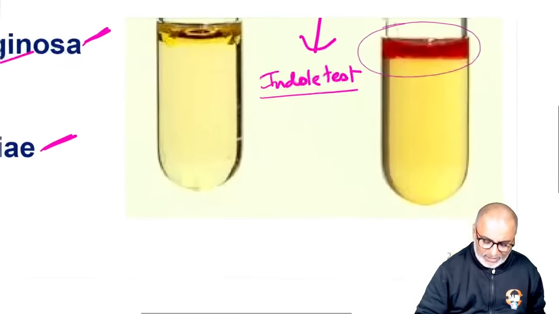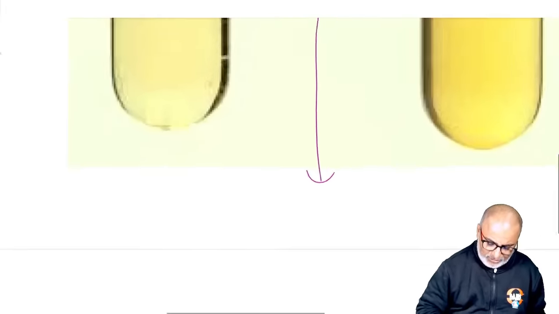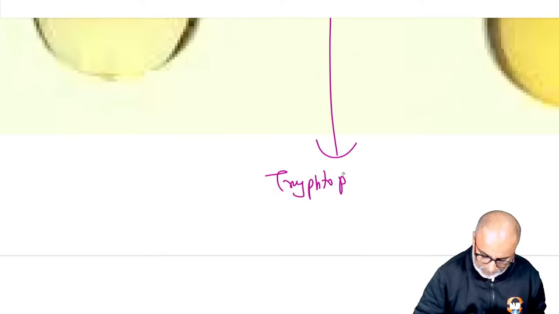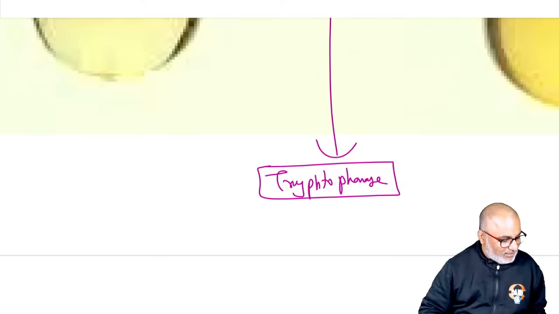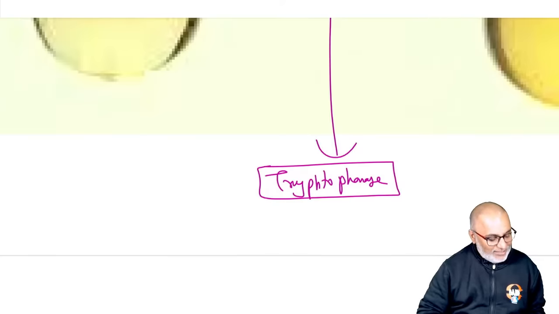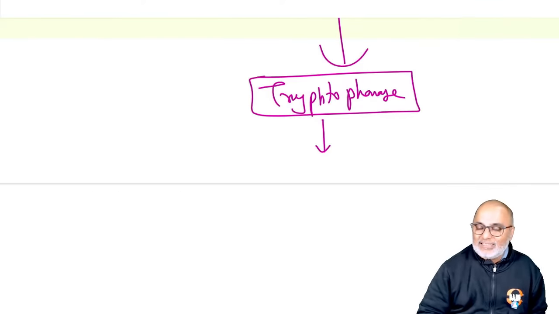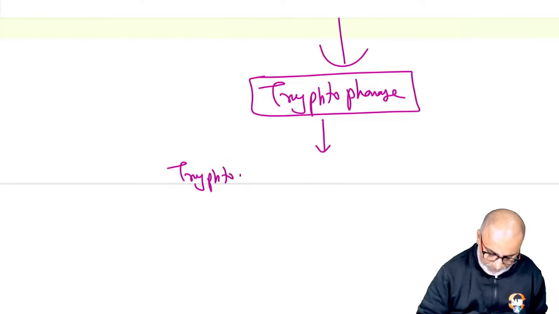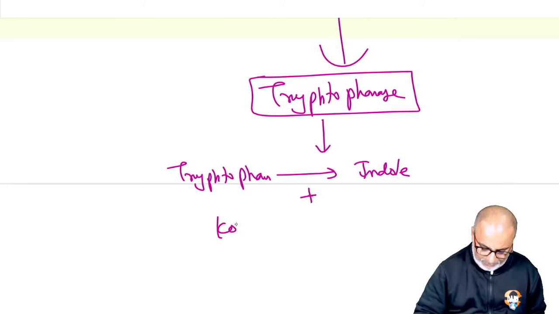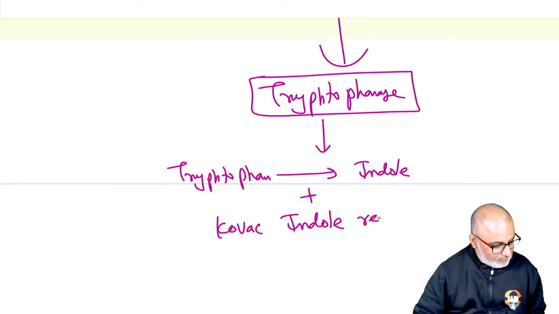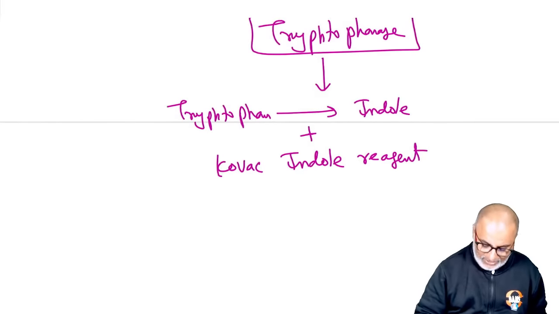And what is that biochemical test? This is called indole test. Indole test is nothing but to demonstrate tryptophanase activity. This I taught in my regular class, and you can see it in Back to Basics also. Okay, right. The tryptophanase breaks the tryptophan into indole. If you add a reagent called Kovac's indole reagent, it produces a red color ring on the top.